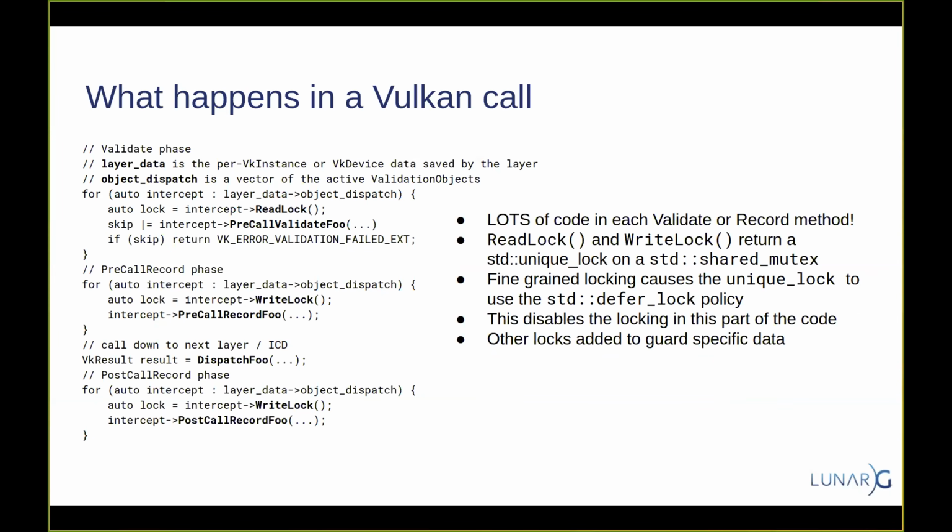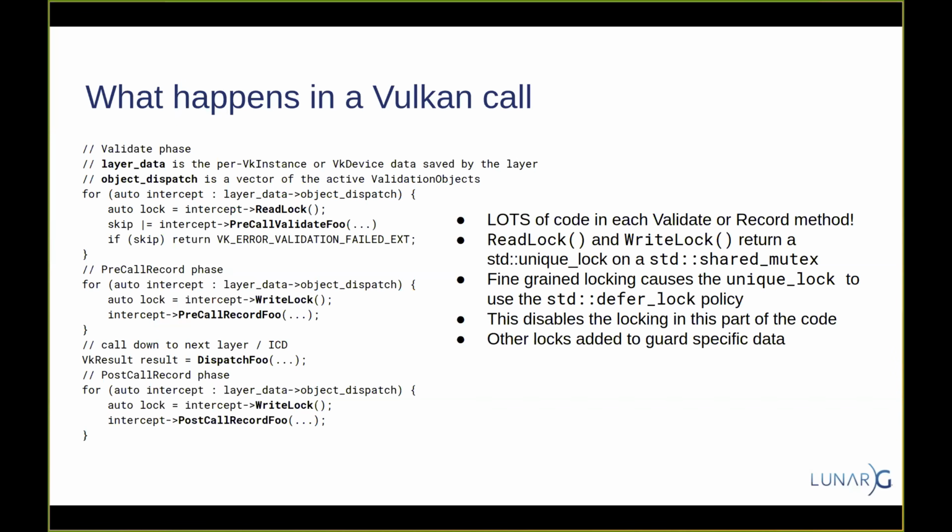So what happens inside the validation layer for a Vulkan API call is these 3 loops. The loops are over what are called validation objects in the code, and those refer to different areas of validation. So core validation is represented by a validation object. So is sync validation and all the other areas.